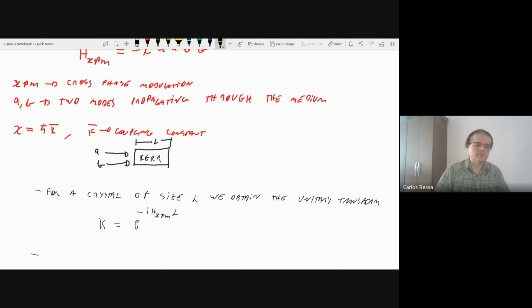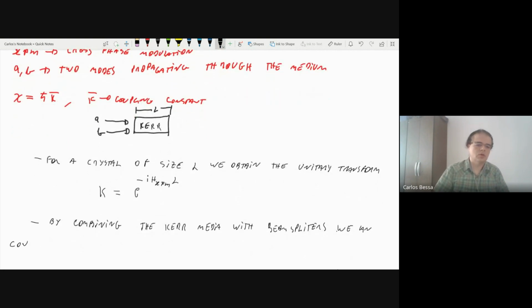Okay, so let's see some consequences of this new operator here. By combining the Kerr media with beam splitters, we can construct a CNOT gate. So let's see how to do it.